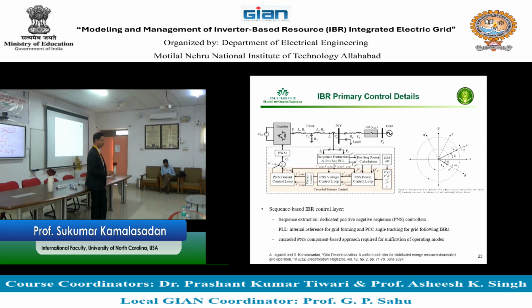So what you do is that you bring it into the DQ form or in the ABC form. From ABC, you can directly convert into plus, minus, zero. So if there is a balanced system, minus and zero will be going away, only work on positive. Now if it's an unbalanced system, it works on negative and zero.